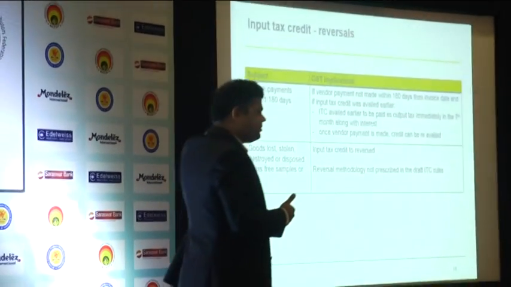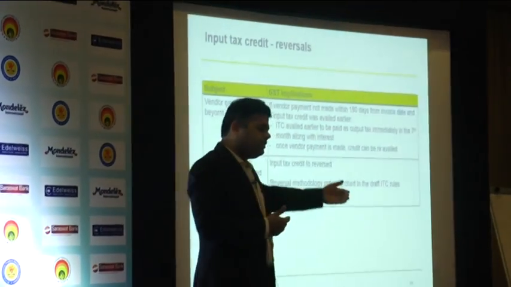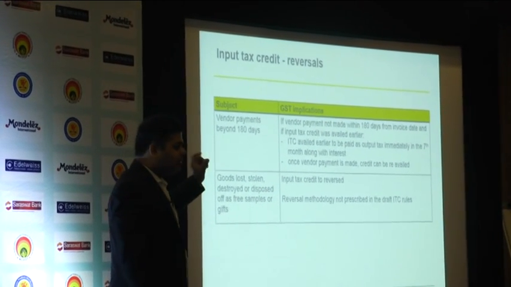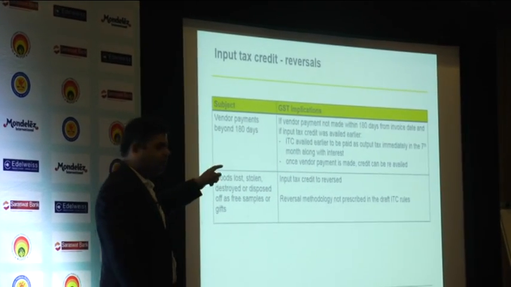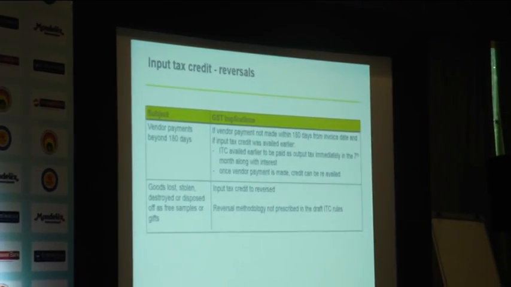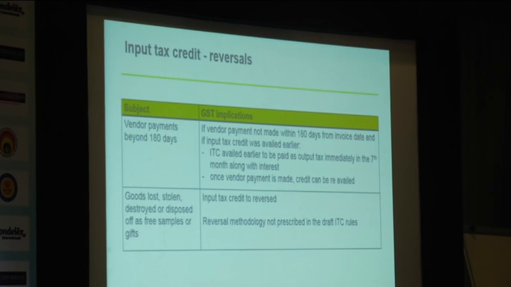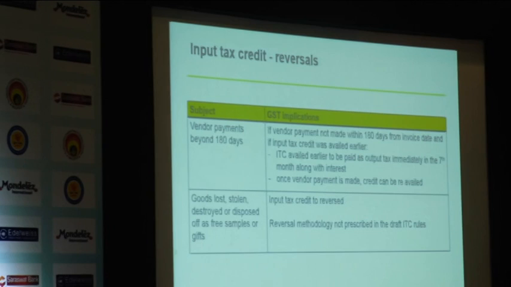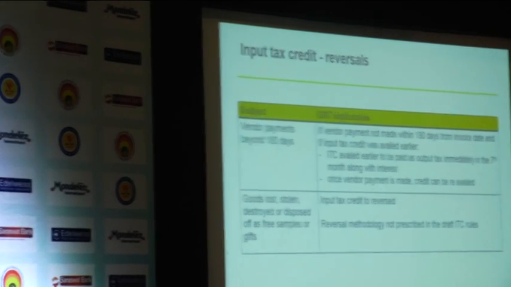And suppose 8th month में आपने पे कर दिया vendor को, you can re-avail the credit in the 8th month again. So that is not a problem, but you then lose out on the interest what you have paid. And the last is suppose goods are stolen, destroyed, that we discussed, given as free samples, there is a provision that you have to reverse the input tax credit.